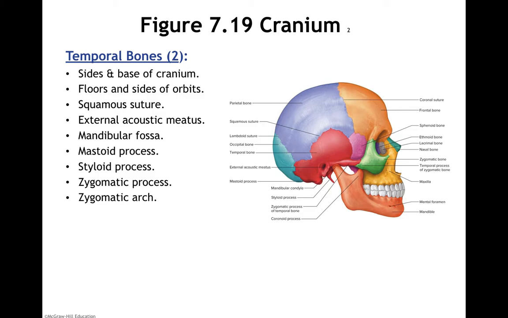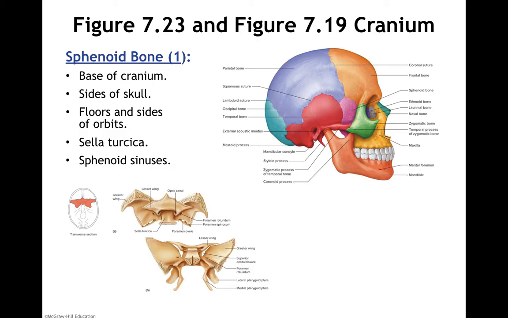In fact, we will see the term styloid process in several different bones. It's a structure that sticks out and looks kind of like the end of a pen. That's where it got its name. There's also the zygomatic process and the zygomatic arch. The sphenoid bone is at the base of the cranium and makes up sides of the skull. It's the floors and sides of the orbits. It has the sella turcica and the sphenoid sinuses.